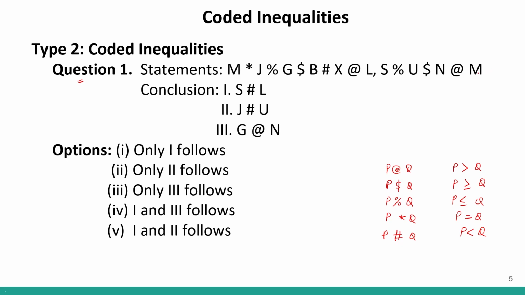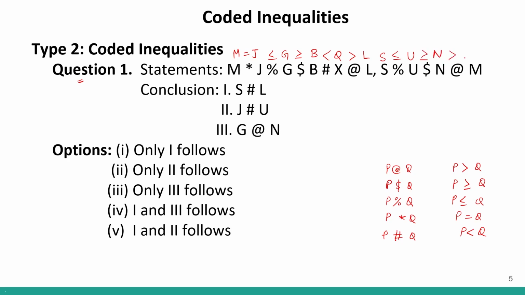Now we will look at the question. So M and into J means M is equal to J, correct? This sign basically means it is smaller than or equal to G. This sign means it is greater than or equal to B, correct? This sign, hashtag, means it is smaller than Q. And this sign basically means it is greater than L. Similarly, over here, S is basically smaller than or equal to U. U is greater than or equal to N.